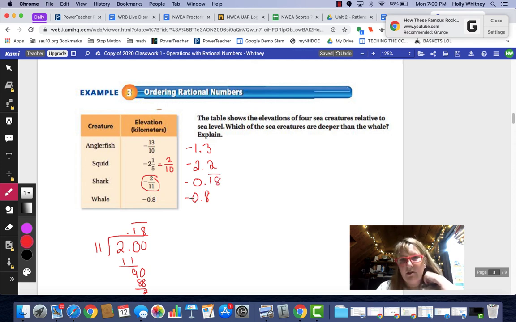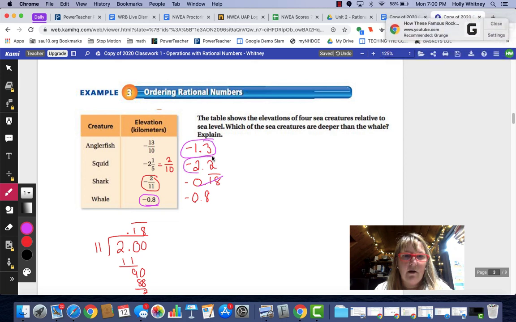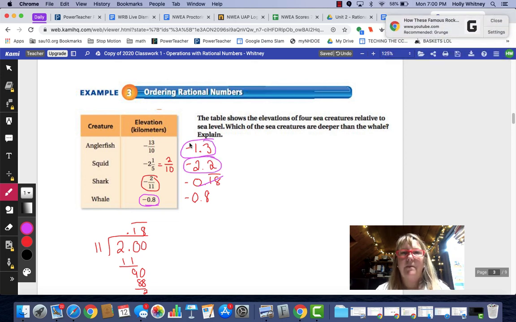So it wants to know which of the sea creatures are deeper than the whale. Well, let's see here. The whale is at negative 8/10. And remember that in order for the numbers to be going down, is this closer to 0 or farther away from 0 than 8/10? It's closer to 0, so we know it's not the shark. So we know that the anglerfish and the squid are both deeper than the whale. Thanks for listening.